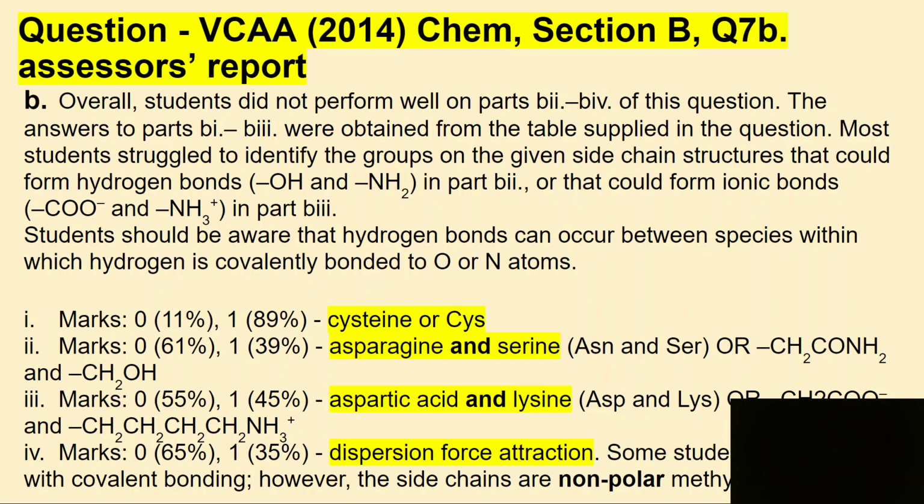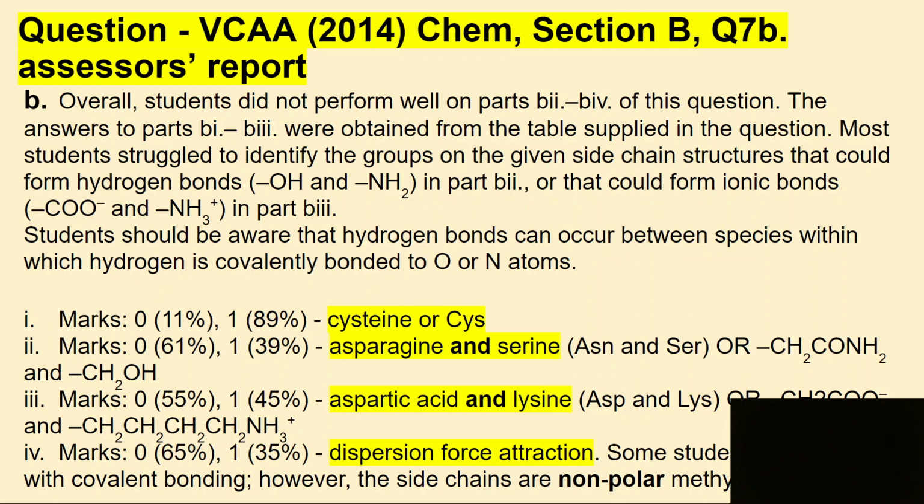So overall, students did not perform well in parts 2 to 4 of this question. Answers to parts 1 to 3 were obtained from the table supplied in the question. Most students struggled to identify the groups on the given side chain structures that could form hydrogen bonds, OH and NH2, in part B2, or that could form ionic bonds, COO minus and NH3 plus in part 3. Students should be aware that hydrogen bonds can occur between species in which hydrogen is covalently bonded to oxygen or nitrogen atoms. Aspartic acid and lysine, 45% got the mark.